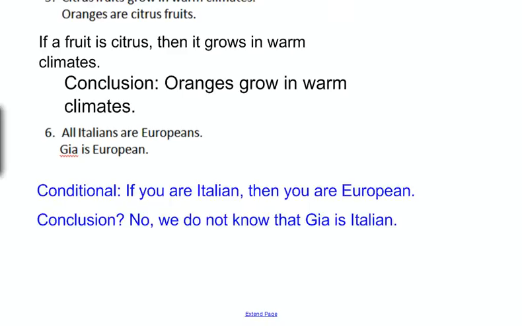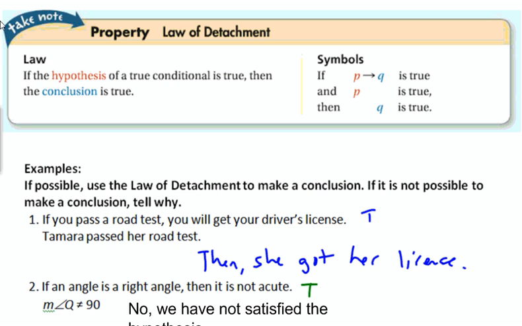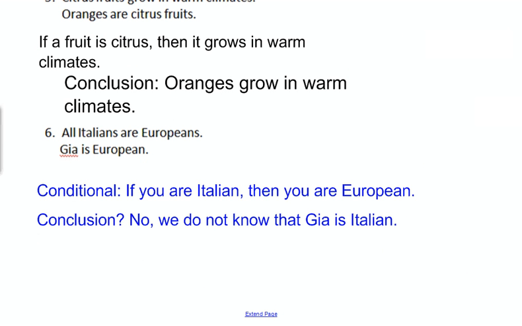All right, so the conditional I said is if you are Italian, then you are European, which makes sense. Italy is in Europe. But it says Gia is European, so we cannot conclude anything, at least from using the law of detachment, because we do not have that the hypothesis is satisfied. We do not know that Gia is Italian. If we knew that Gia was Italian, we could say that she's European. But since we just know she's European, she could be Spanish, she could be English, she could be French. There's so many different countries she could be from, so we cannot conclude anything there. So that's the first law, the law of detachment.